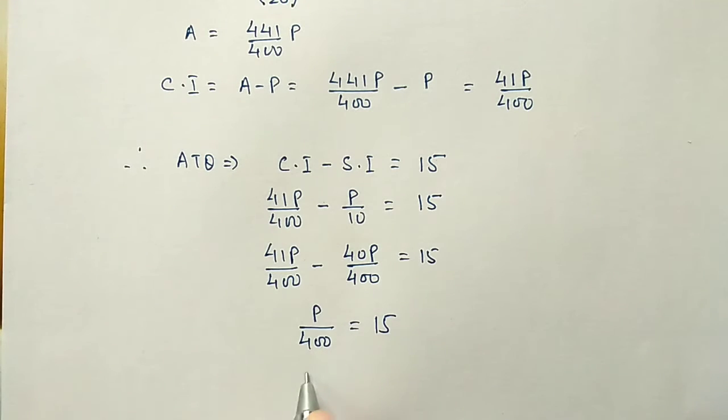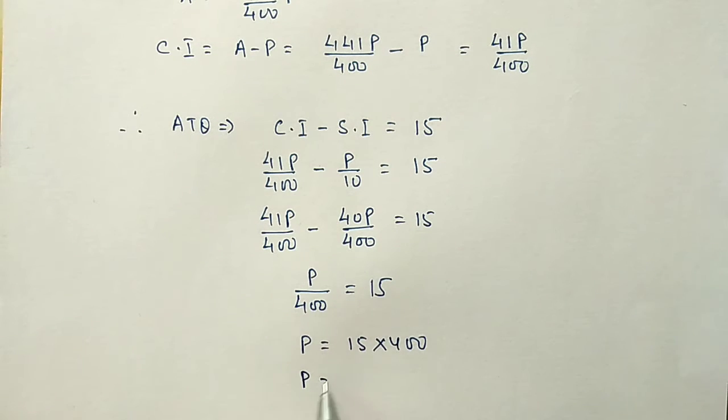Now P we will keep here and 400 we can shift to the other side. So 15 into 4 will become 60 and 2 zeros as it is. It means the principal money is 6,000 rupees.